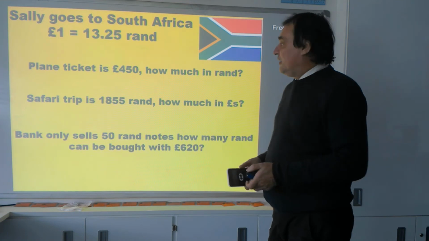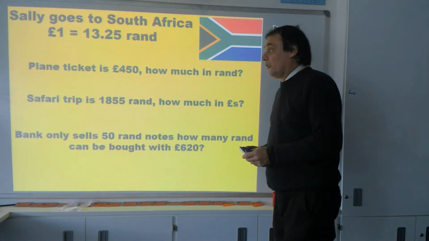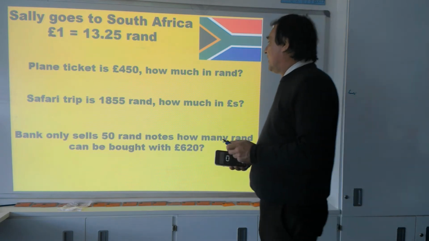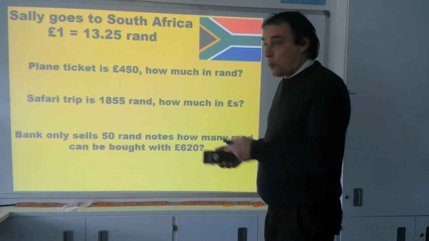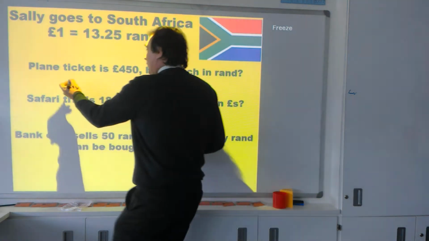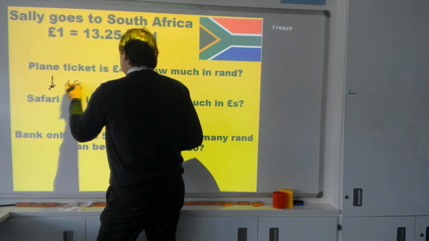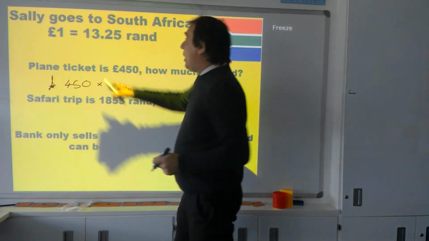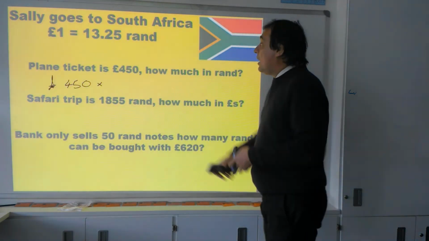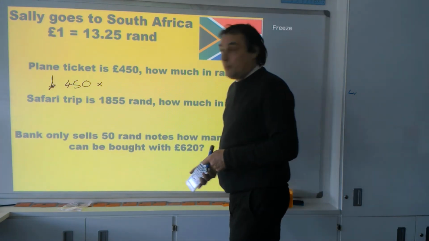The first thing she needs to get there is a plane ticket for £450. But you can only buy these plane tickets at the moment in rands. So we've got to work out how much that will cost in rands. The sum we do is our price in pounds, so it's 450, and we multiply it by this exchange rate here, because we're told that £1 is worth 13.25 rands.